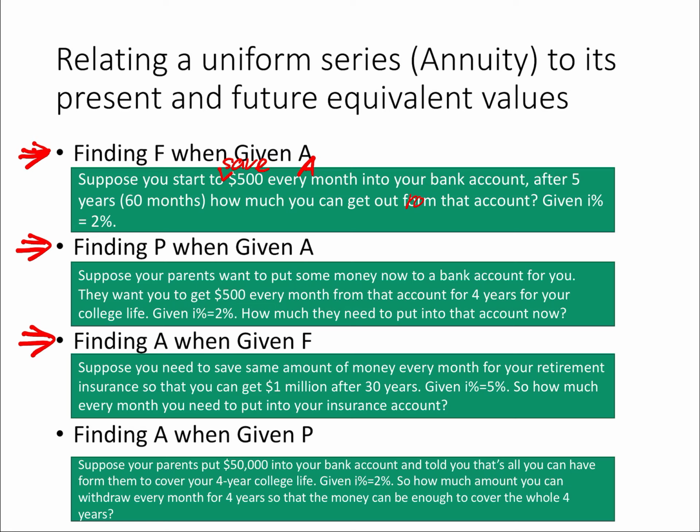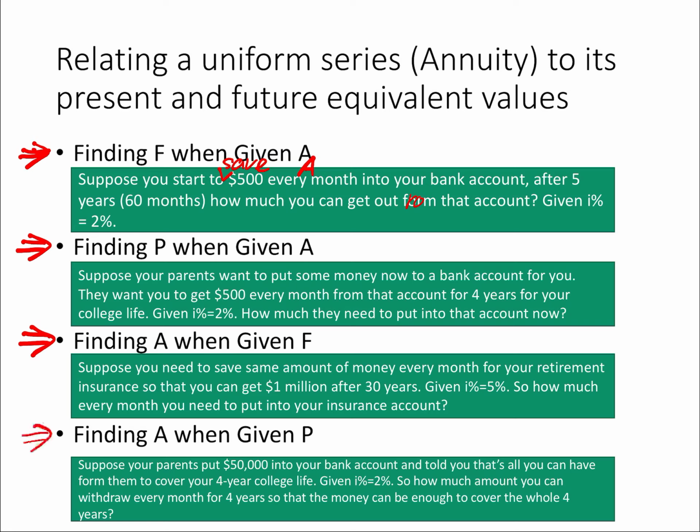So you have a future value you want: 1 million after 30 years. And you already know that the insurance plan, on average, will give you an interest rate of 5% every month. So the question is how much you need to save to your insurance plan every month so that you can get 1 million after 30 years. To answer this question, you need to use the equation of finding A when given F, which is very, very useful.